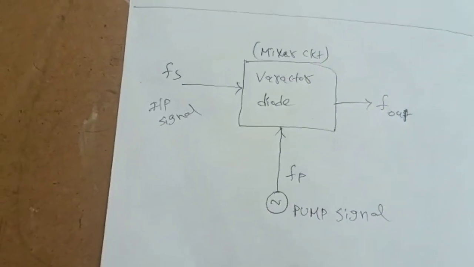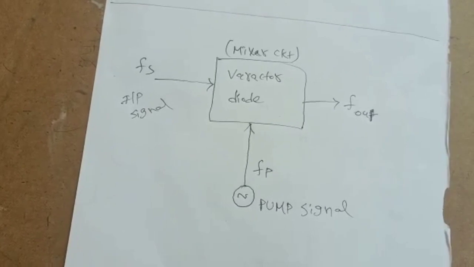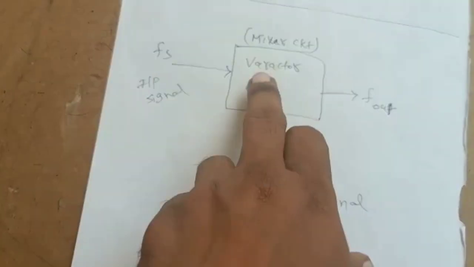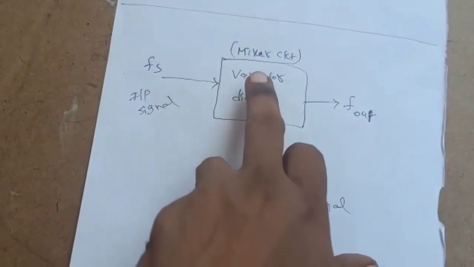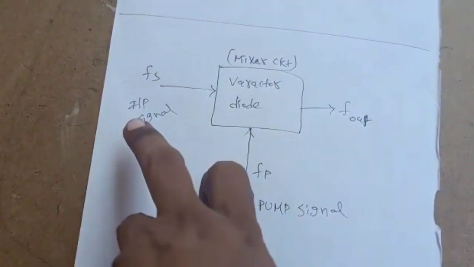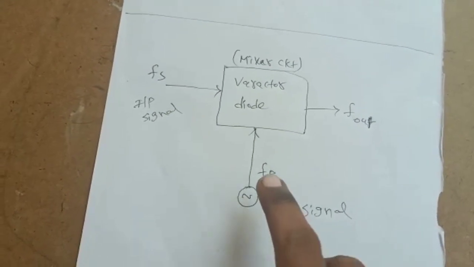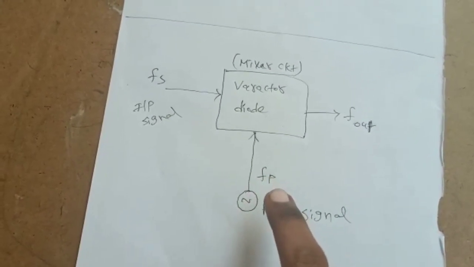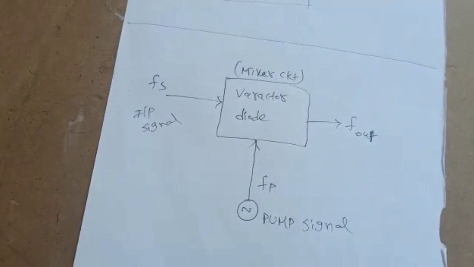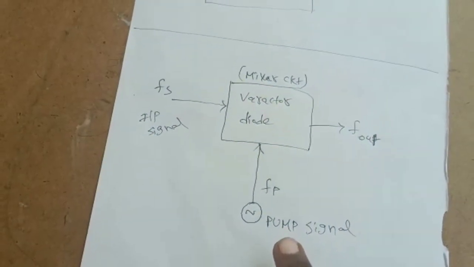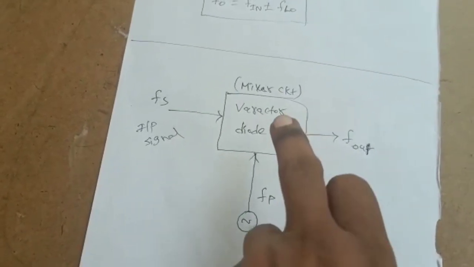Just see this diagram. You can easily understand the concept of parametric amplifier circuit with this diagram. Here you see, this is called varactor diode. This varactor diode is similar to the mixer circuit, and here input signal frequency Fs, and here this is called the pump signal frequency Fp. Here the varactor diode will act as a mixer circuit, and the pump circuit will act as a local oscillator. These two signals are going to combine in the mixer circuit.